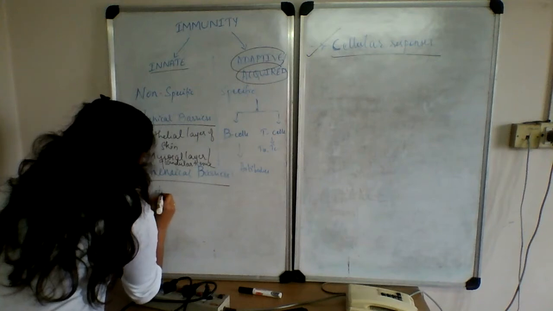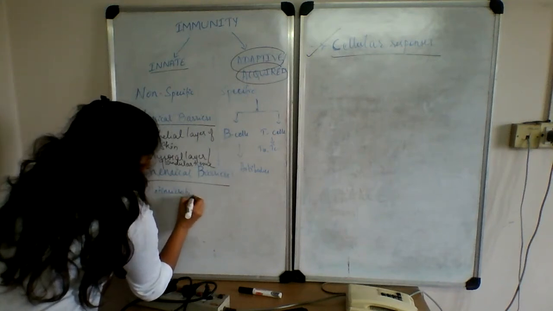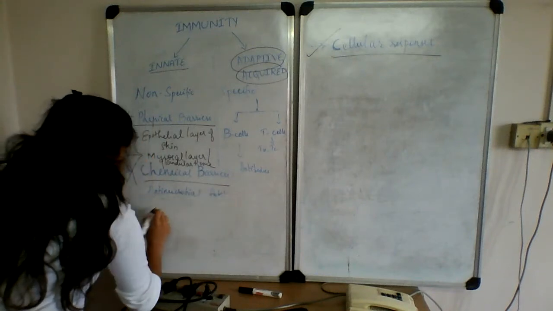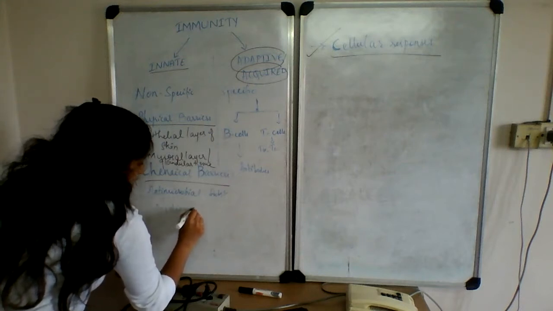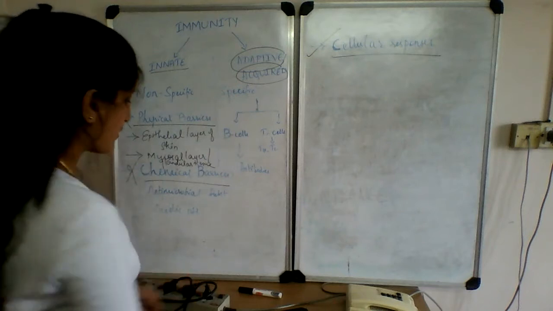And the chemical barriers are antimicrobial substances and acidic pH. Acidic pH is not helpful for microbial growth.